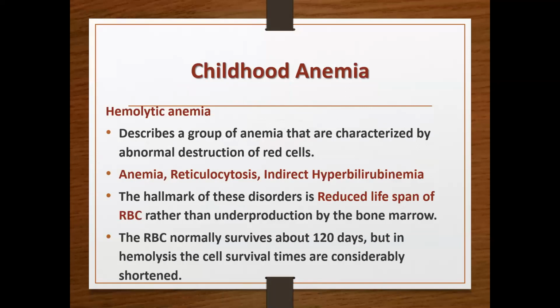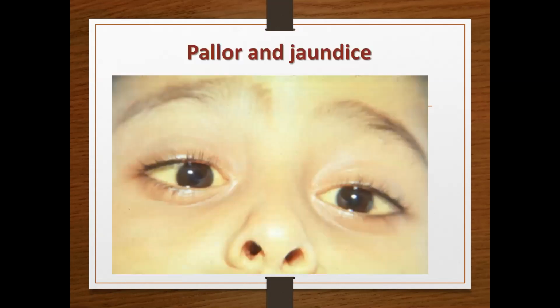Hemolytic anemia describes a group of anemias that are characterized by abnormal destruction of red cells, leading to anemia, reticulocytosis, and indirect hyperbilirubinemia. The hallmark of these disorders is reduced lifespan of RBC rather than underproduction by the bone marrow. Normally, the RBC survives in circulation for about 120 days, but in hemolysis, the cell survival time is considerably shortened and may be as short as 90 days. This is a picture of a child with pallor and jaundice, characteristic of any hemolysis.